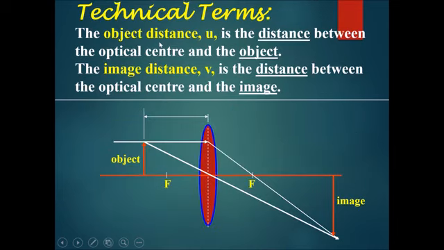Now we have two different things. We have the object distance and the image distance. The object distance, u, is the distance between the optical center and the object. The optical center will be the center, and an object would be here. So the object distance, u, would be this distance. Now, once light comes from the object and passes through the lens, it would form an image. And this length over here would be called the image distance. It is the distance between the optical center and the image.